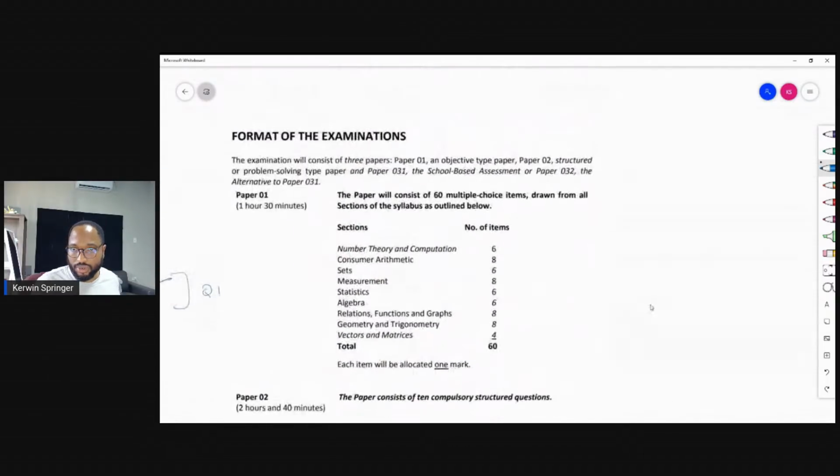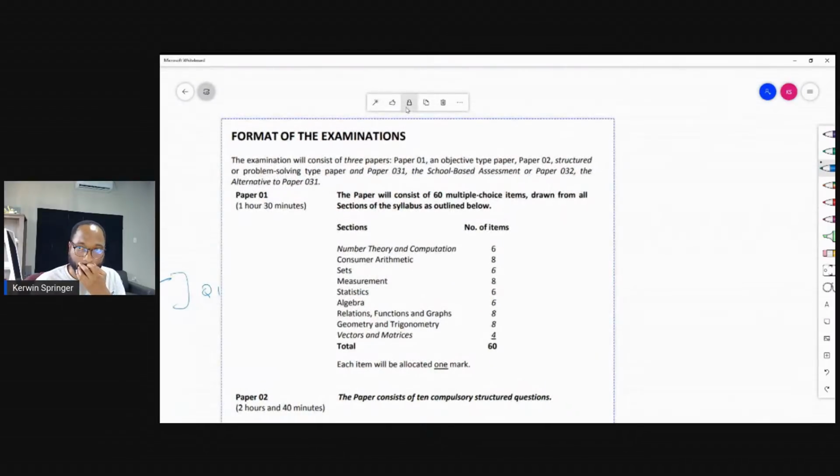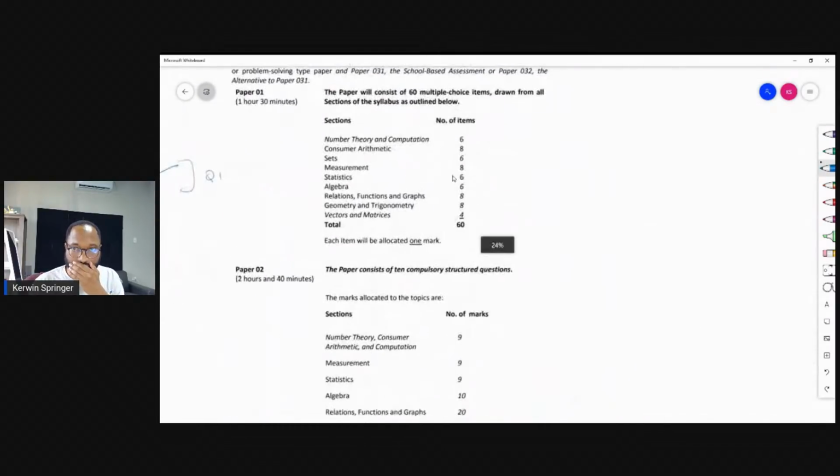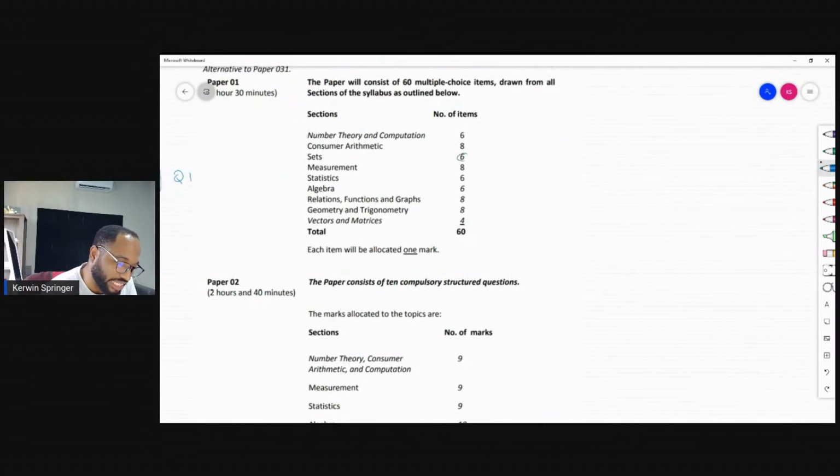All right. So you have the paper 1. So it's 6 questions you get on sets. But notice where the real bulk of questions really come out. Measurement, relations, functions, and graphs, geometry, and trigonometry. This is the multiple choice questions, right?